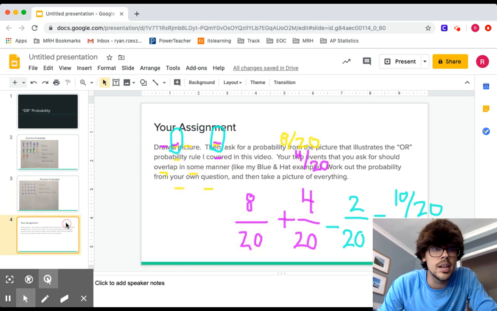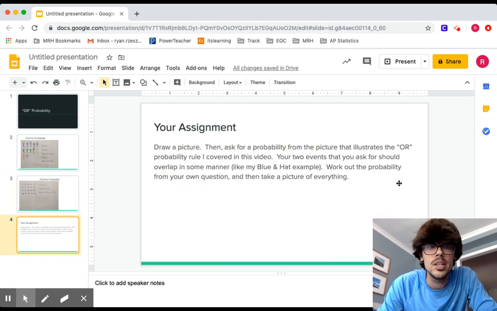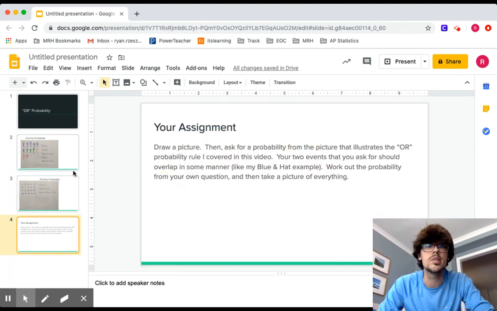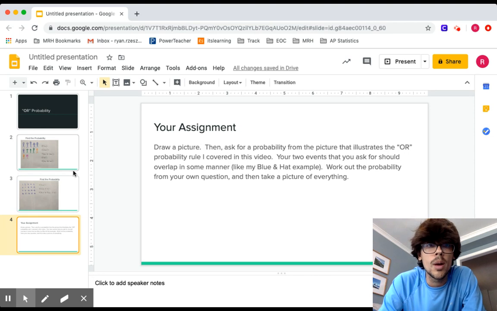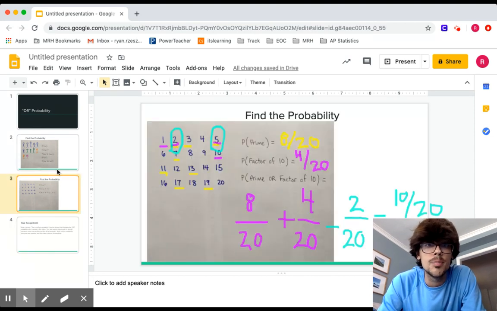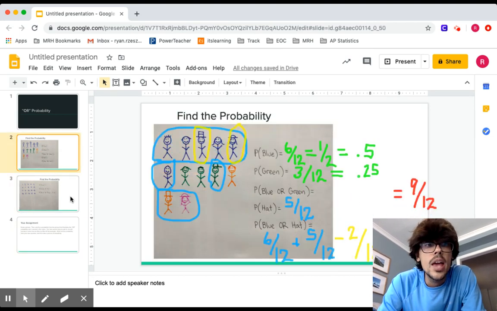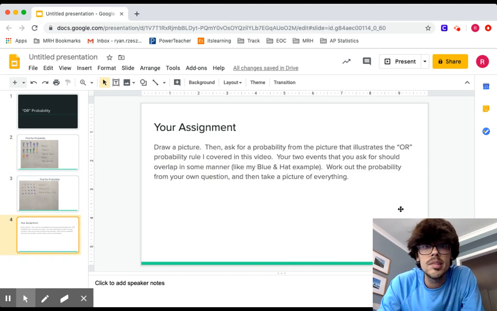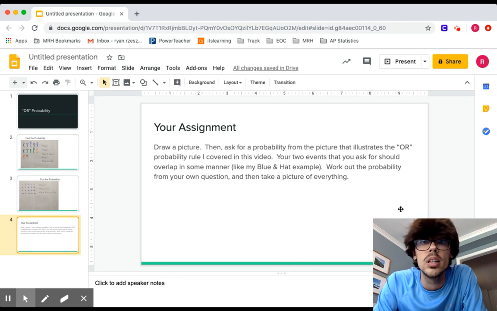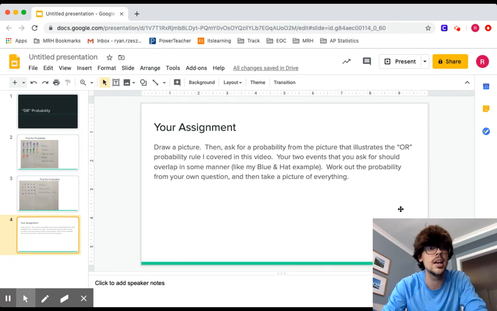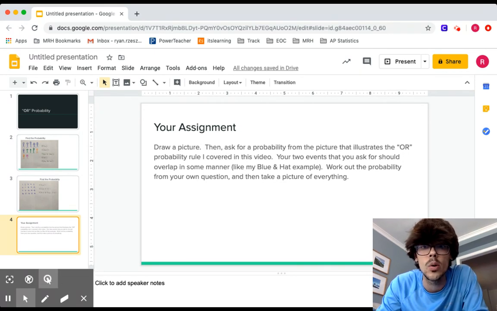So your assignment for this lesson is going to be to draw me a picture, much like I did with those stick figures earlier on. You're going to make a picture with whatever you want to do. Then you need to make me an OR probability like I did on the last example here or on here. And with those OR probabilities, you need to actually calculate it out for your own problem. So you draw me a picture, you make up your own OR probability where they overlap somehow, and then you just calculate your probability, take a picture of that, and send it my way, and you'll get credit for this lesson.